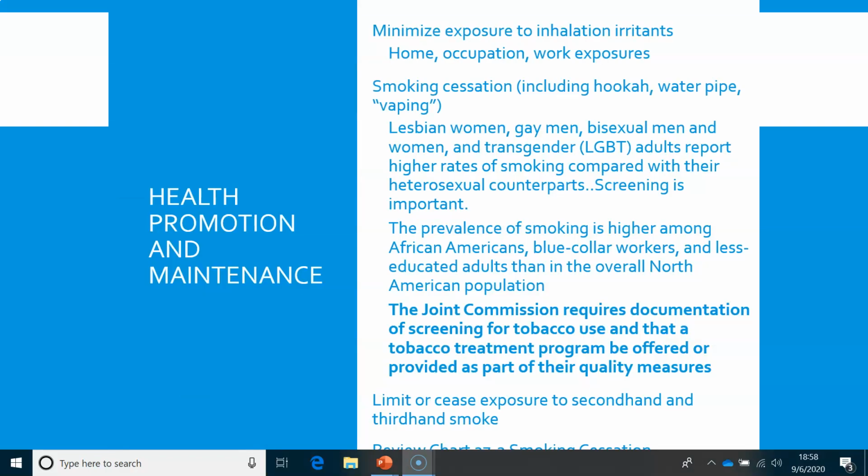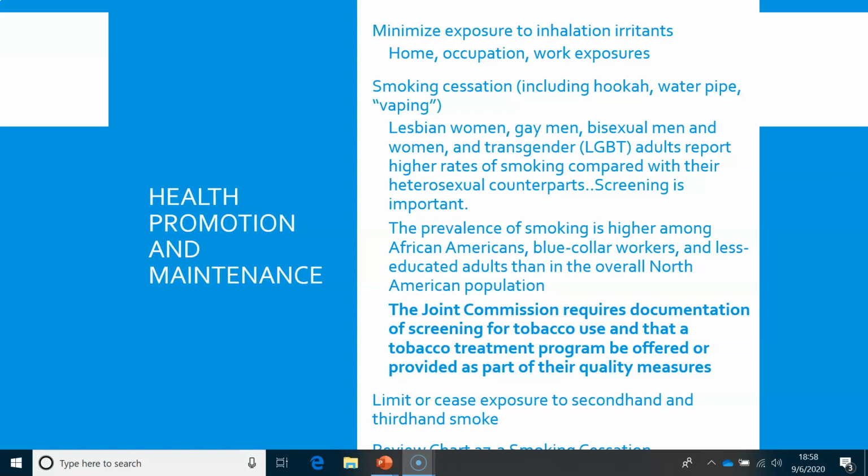Health promotion and maintenance. Minimize exposure to inhalation irritants, both at home and work exposures. Smoking cessation, including vaping and use of water pipes and cigarette smoke. Different groups are more likely to smoke, including lesbian women, gay men, bisexual men and women, and transgender adults, who report higher rates of smoking compared to their heterosexual counterparts. Smoking is also higher among African Americans, blue-collar workers, and less educated people.